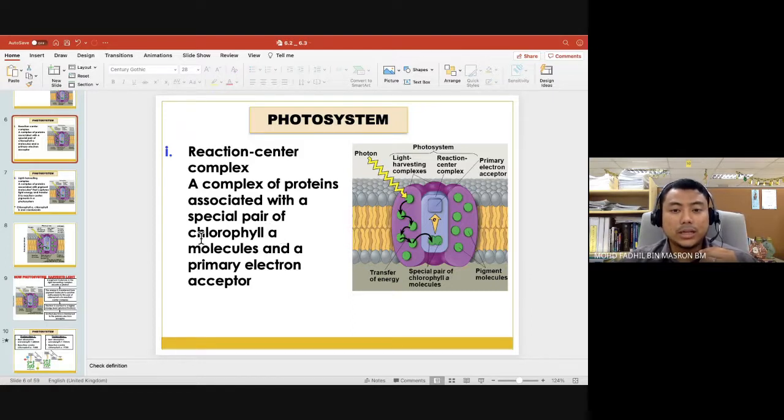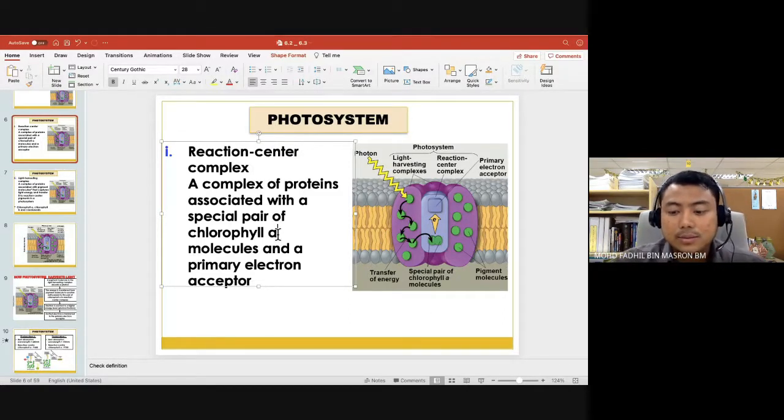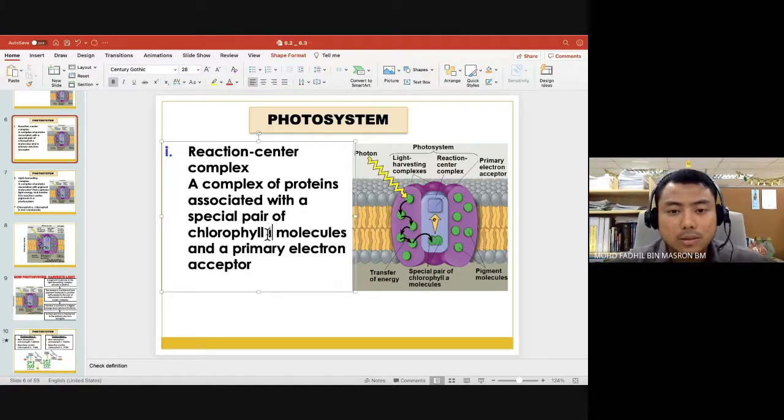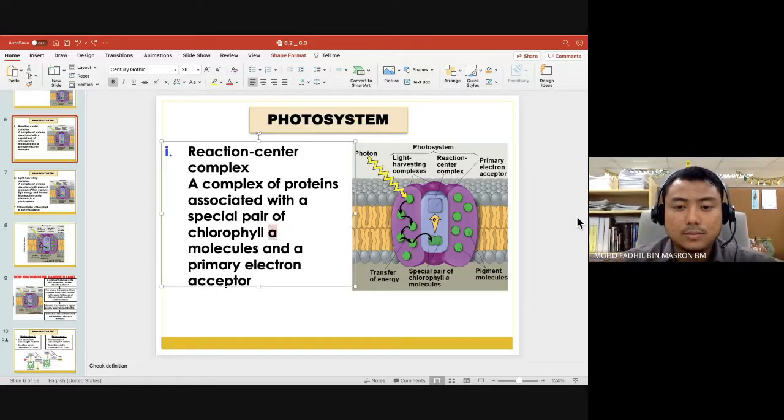Actually, this is chlorophyll A. I mean, chlorophyll ada banyak jenis. Ada chlorophyll A, chlorophyll B. Ada xanthophyll, fucoxanthin dan banyak-banyak lagi lah. Okay, carotenoid dan sebagainya. So ni nak cakap chlorophyll A molecule. Actually dia sepatutnya italic sebab tu dia rasa macam pelik. Sorry. Ya, yeah, betul. Chlorophyll A molecule.